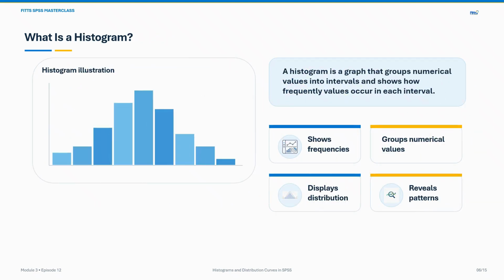A histogram is one of the most widely used graphs in statistics. Unlike a bar chart, which is typically used for categories, a histogram is designed for numerical data. It groups similar values into intervals, often called bins, and displays how many observations fall within each interval. And instead of looking at individual numbers, we begin to see patterns. Where are most observations concentrated? Are the values spread out? Does the data appear balanced? And these are the types of questions researchers ask when looking at a histogram.